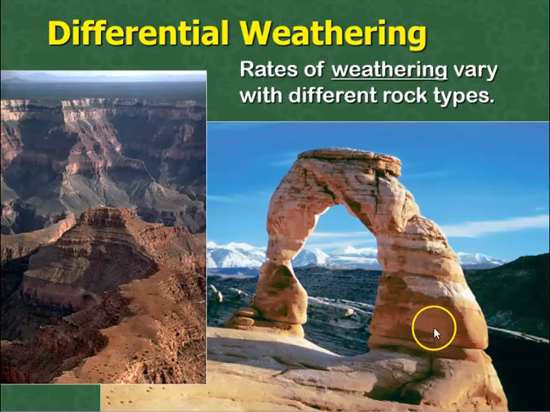And so that subtle little area of no shale here and no shale here meant that this was able to survive while it was being undercut from differential weathering. So it can happen on different scales. Again, we'll talk more about this when we talk about desert landforms.